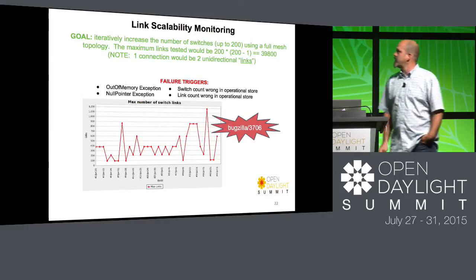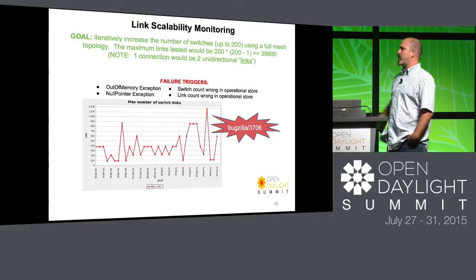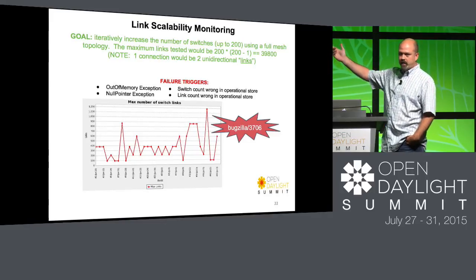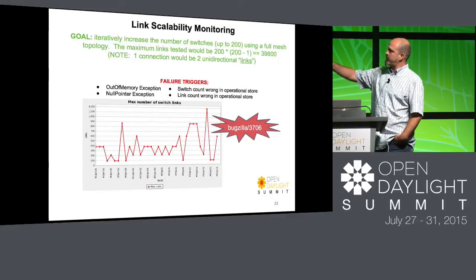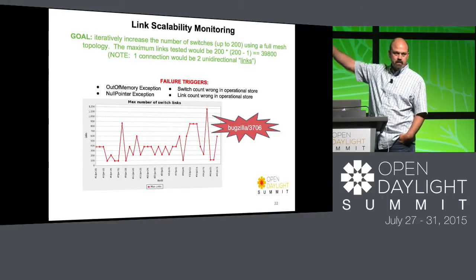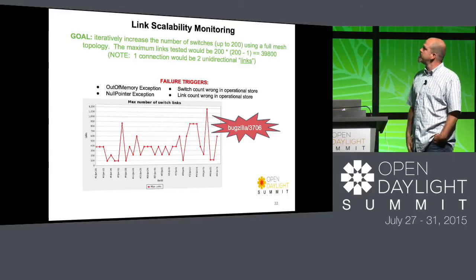Link scalability, not good. So we have a bug, right? It's an open bug, so we can track it. When that bug gets fixed, we're expecting link scalability to go way up. We're also told that the reason we're failing is because of a null pointer exception, and that it's harmless. So ignore it, but I don't want to ignore it. So we'll hopefully get the bug fixed.